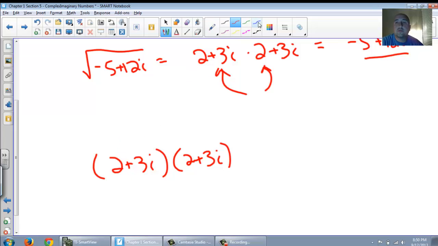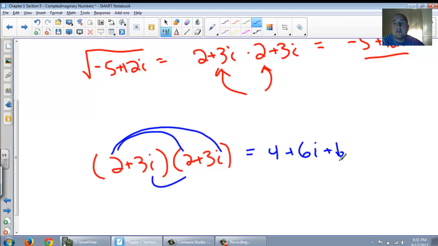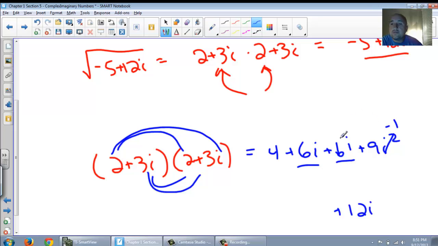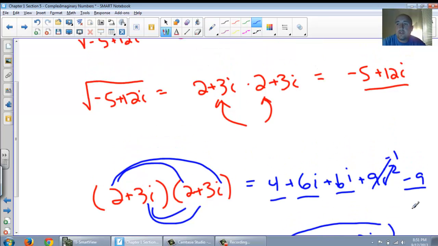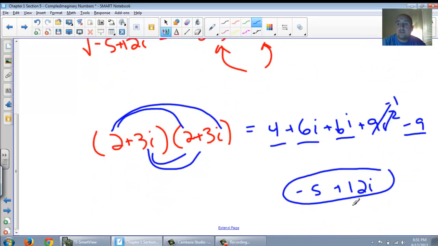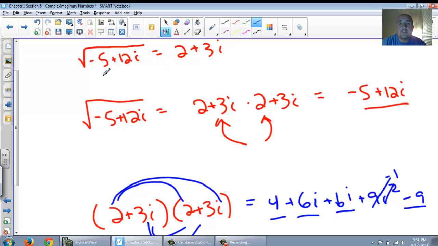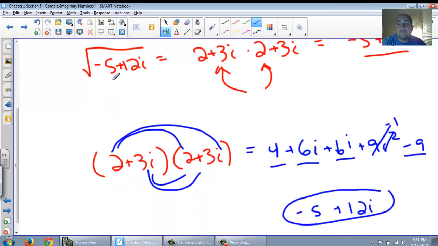So let's FOIL. Okay, let me switch the color here. We have 2 times 2, which is 4. We have 2 times 3i, which is 6i. We have 3i times 2, which is 6i. And then we have 3i times 3i, which is 9i squared. Okay, so let's simplify our i's. We have 6i plus 6i, which is 12i. Remember, i squared is negative 1. 9 times negative 1 is negative 9. 4 minus 9 is negative 5. So we have now shown negative 5 plus 12i. So we've shown that 2 plus 3i is the square root of negative 5 plus 12i. Okay.